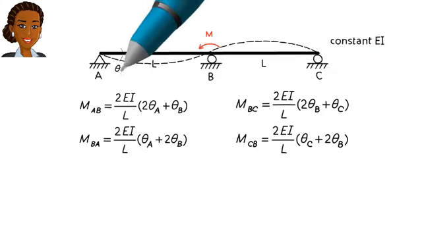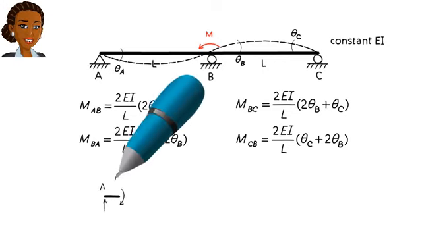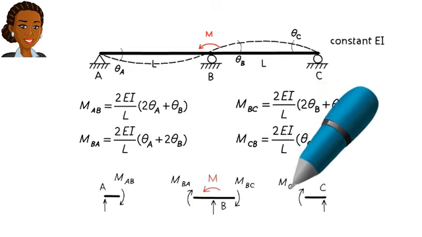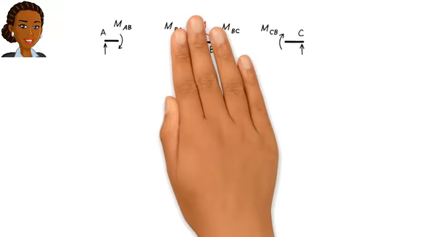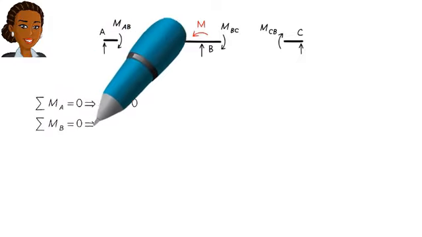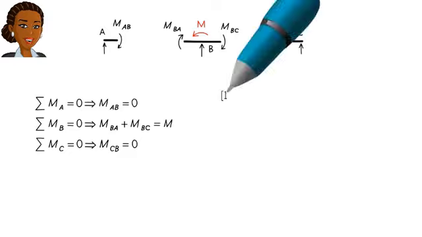The joint rotations, theta A, theta B, and theta C are unknown. To determine the rotations, we need to write three joint equilibrium equations. Isolating the beam's joints, we get these free body diagrams. Then, we can write the moment equilibrium equation for each joint like this. We can expand these equations like this.